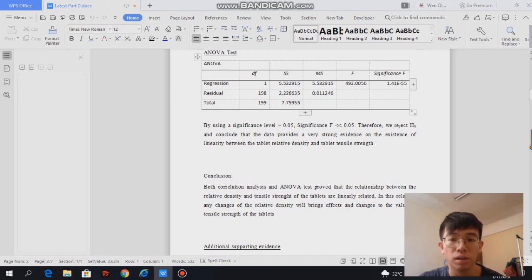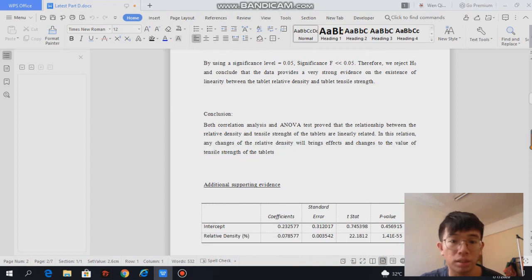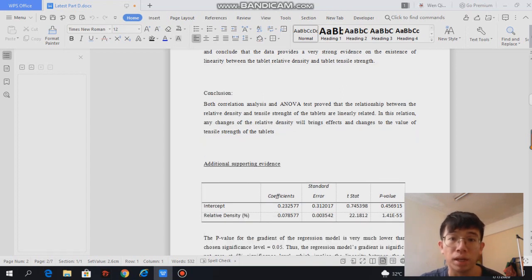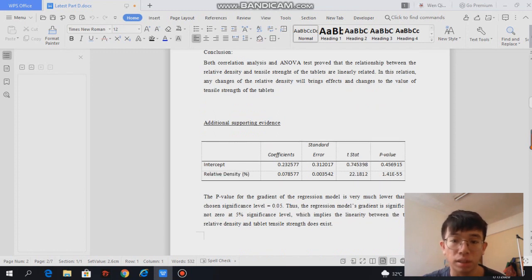Last but not least, we have another additional supporting piece of evidence, where we compare the p-value with our significance level. The same result is that our p-value is smaller than our significance level, and this implies that there is a linear relationship between both variables.